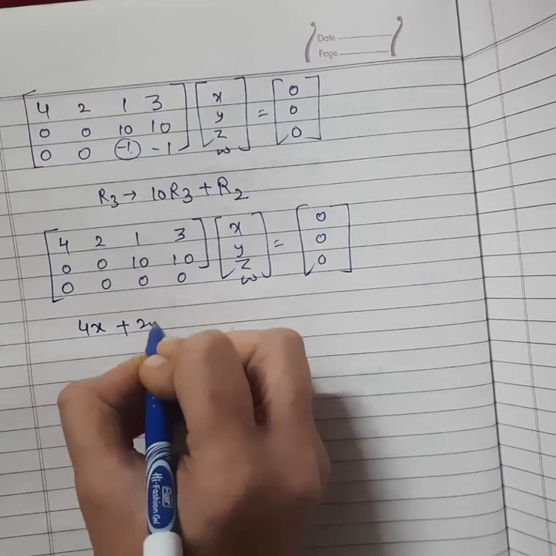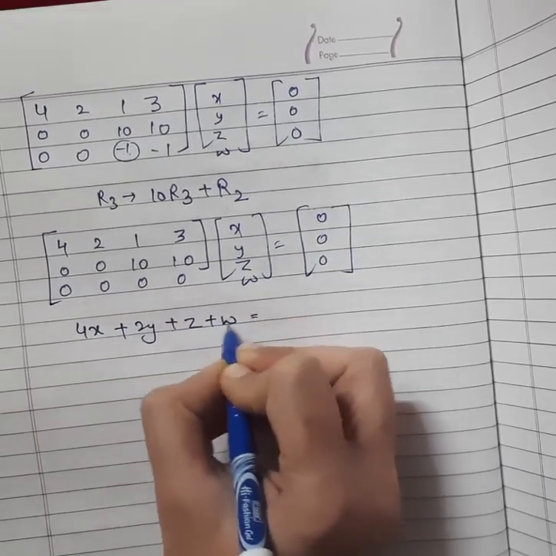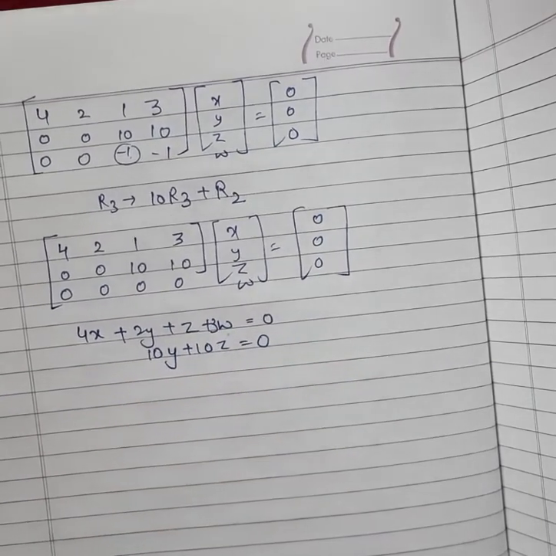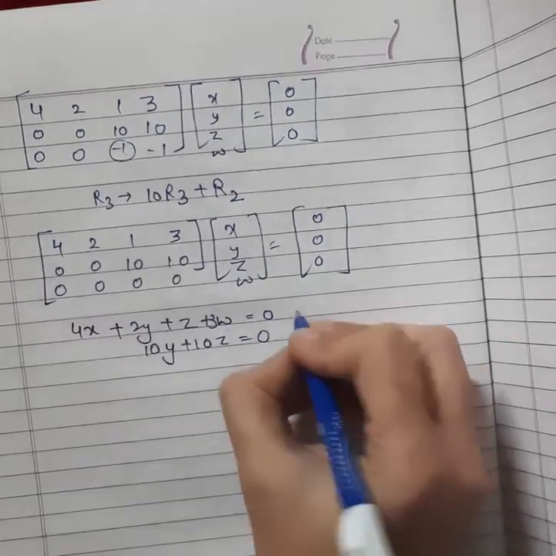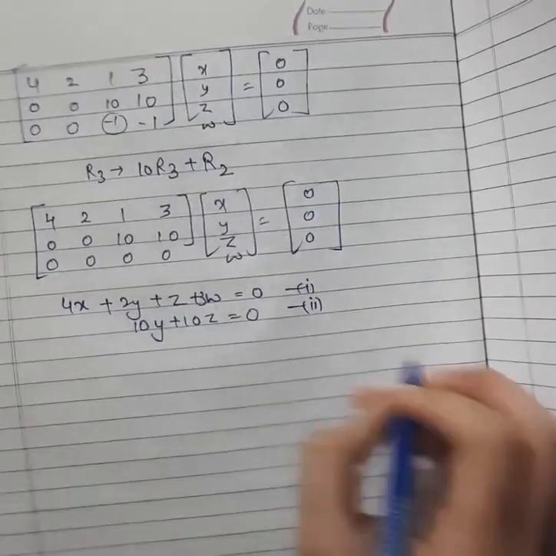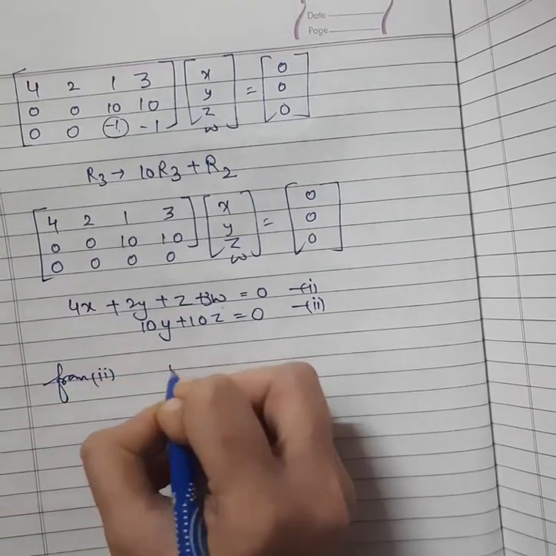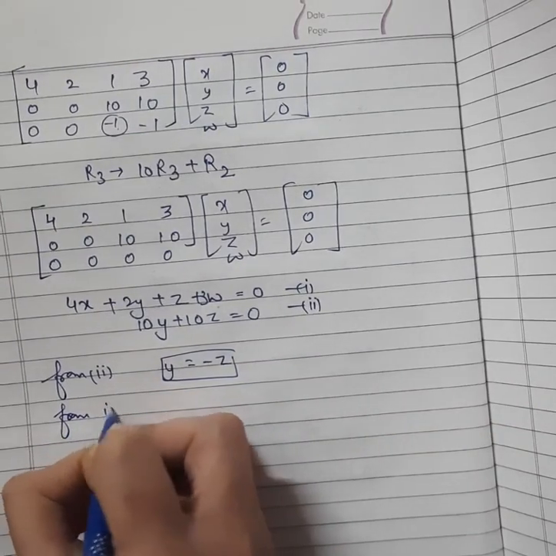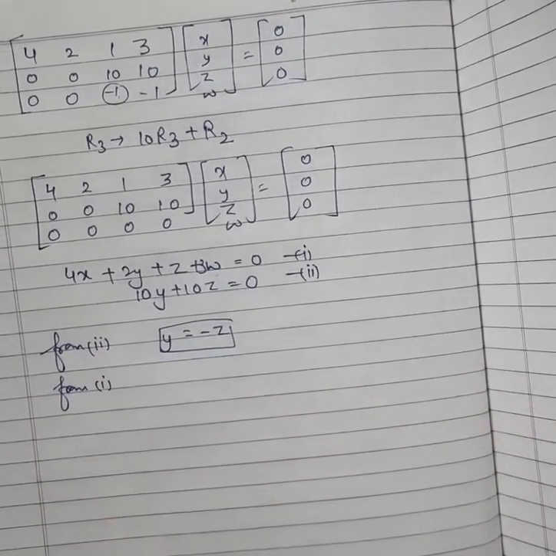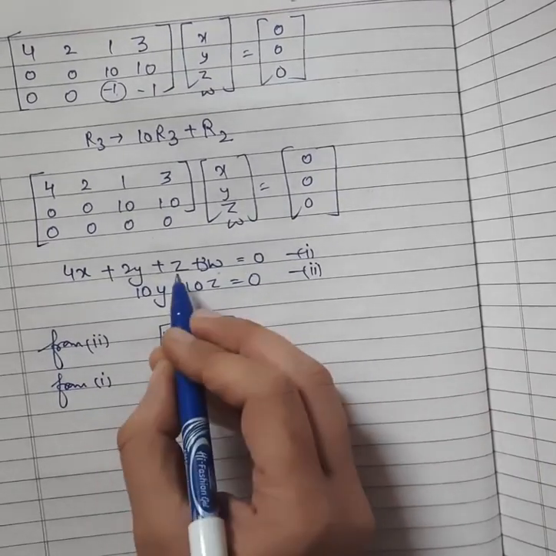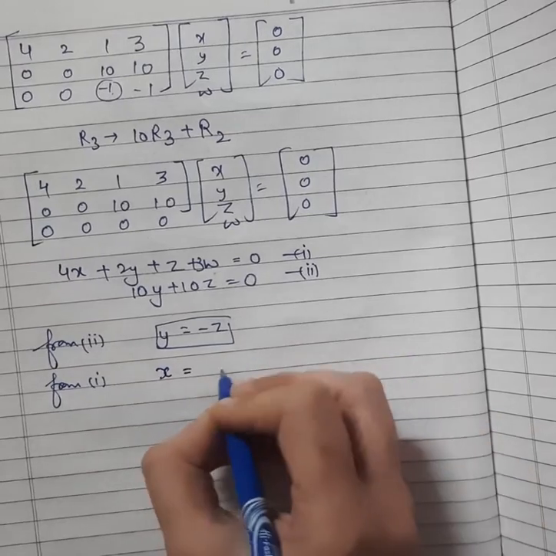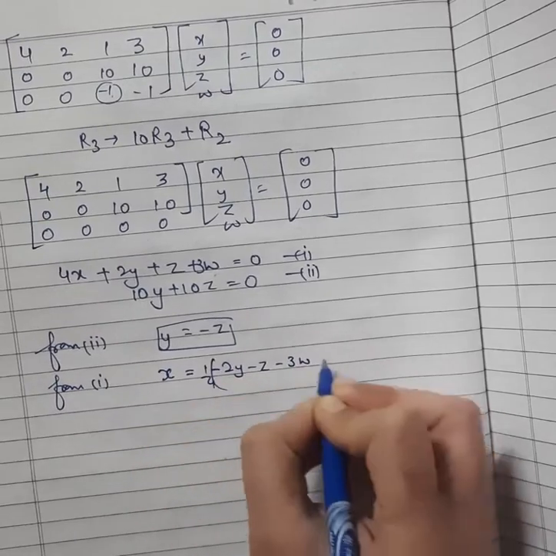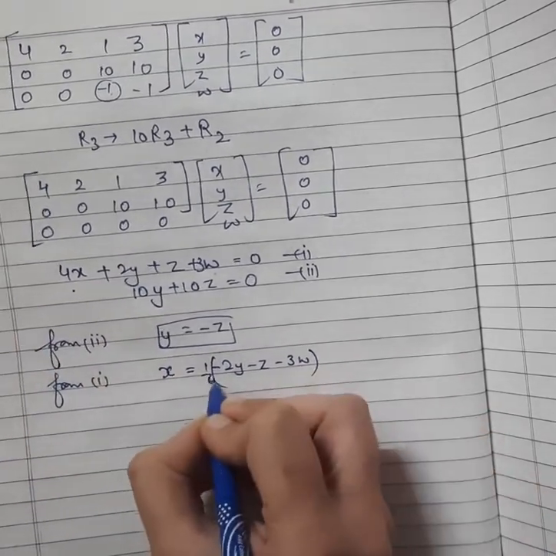So we get 4x plus 2y plus z plus 3w is equal to 0. From the second we get 10y plus 10z is equal to 0. So we got only two equations, number 1 and number 2. Now from equation 2 we can say y is equal to minus z, and from equation 1 let's calculate the value of x. It can be written as x equals minus 2y minus z minus 3w divided by 4, that is minus 1 by 4.